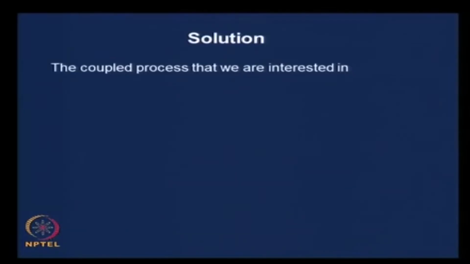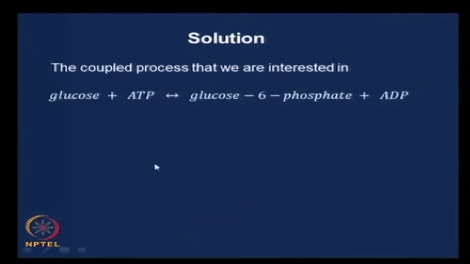Okay, hopefully you experienced some deja vu moments and clarified some of the concepts that you had learnt earlier. The solution is as follows: the coupled process that we are interested in, first the reaction that we are interested in, the process, as we were suggested in the problem statement itself, glucose plus ATP giving you glucose 6 phosphate plus ADP. If you recall, we are looking at the phosphorylation of glucose which is coupled to ATP, and we have written that reaction as glucose plus ATP giving you glucose 6 phosphate plus ADP.